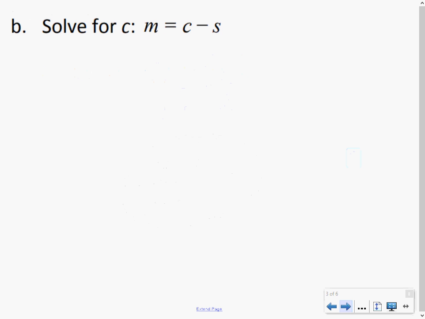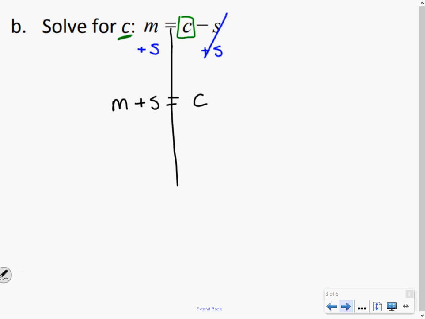So again, we're going to pay attention to what variable we're solving for here. I'm solving for C. So I need to get C all by itself. Okay, so here's our 2 sides. So to get C by itself, I need to get rid of that minus S. So again, we use our inverse operations. We add S to both sides. When I add S here, it's going to cancel out. So our final answer is going to be M plus S equals C.